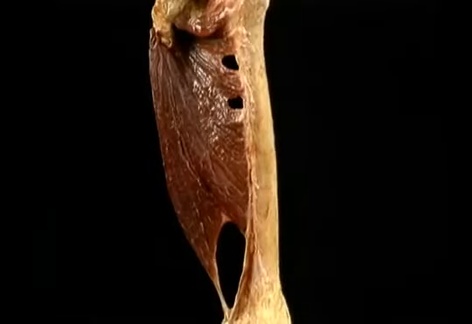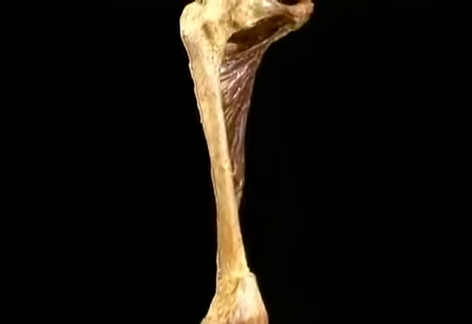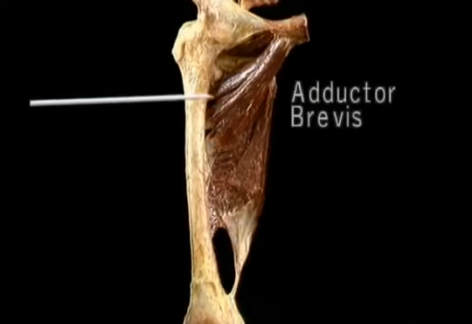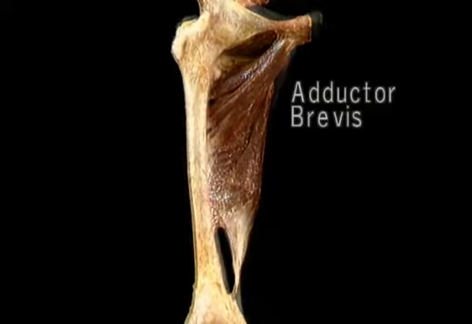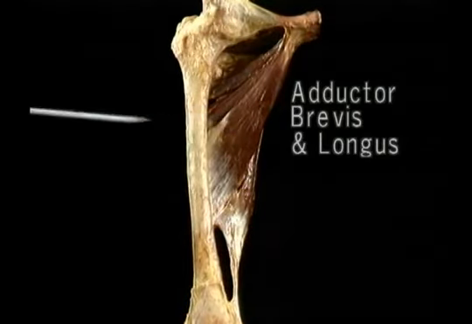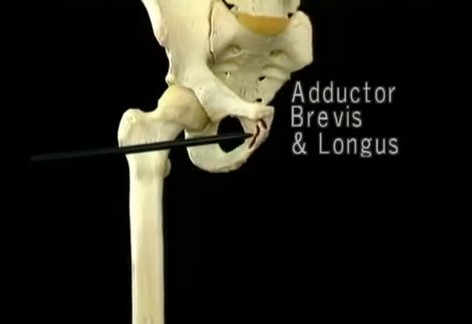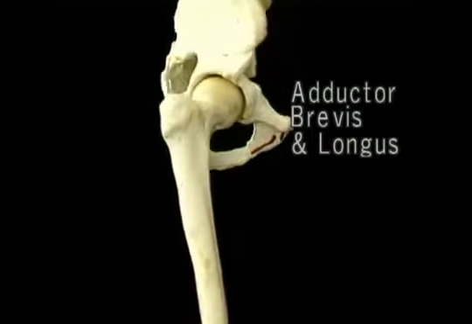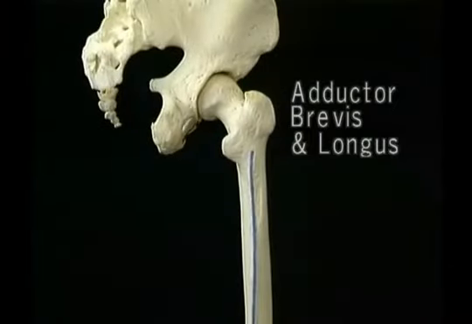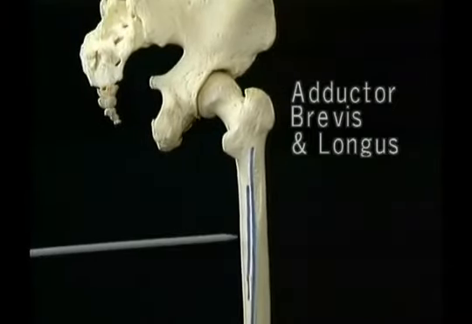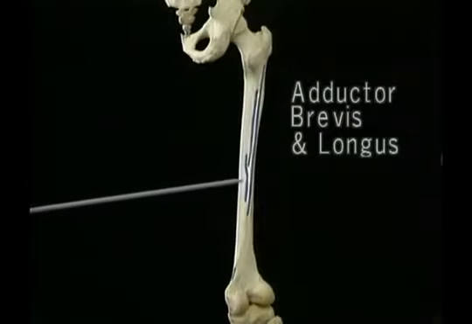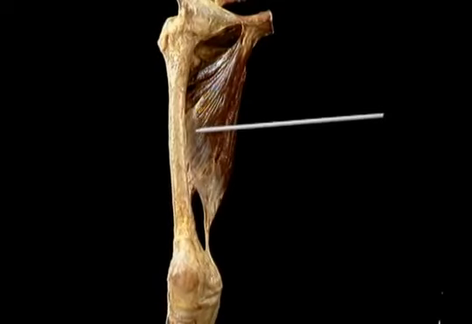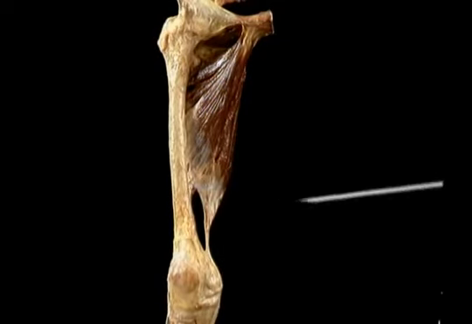The other two named adductors, brevis and longus, sit in front of adductor magnus. Here's adductor brevis. Here's adductor longus. Brevis arises here on the body of the pubis. Longus arises here. They're inserted on the femur right next to adductor magnus. Brevis above, longus below. The insertion of adductor longus stops just short of the adductor hiatus.